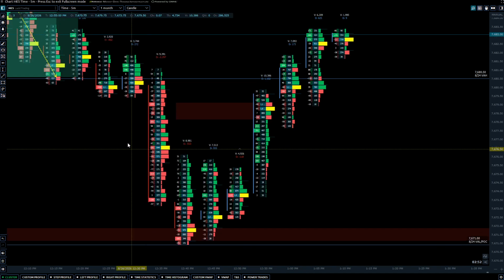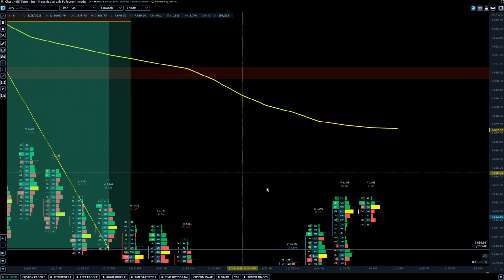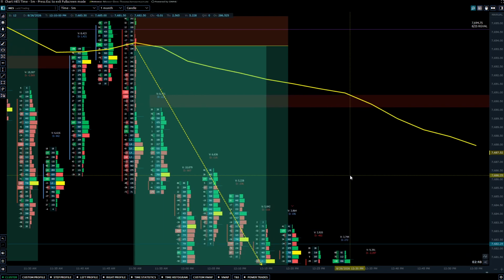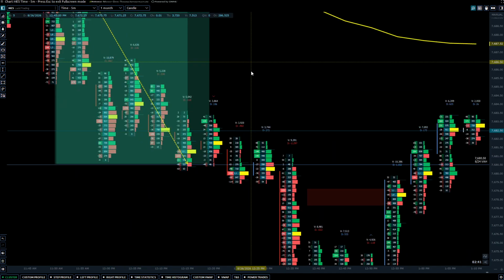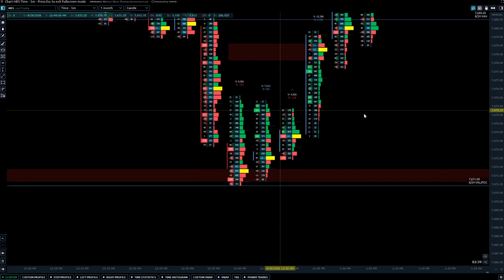So you could have absorption anywhere, for example, right here. But absorption here, like look at all this, look at this heavy selling block. This really didn't do anything. Why? Because it wasn't at a significant level.